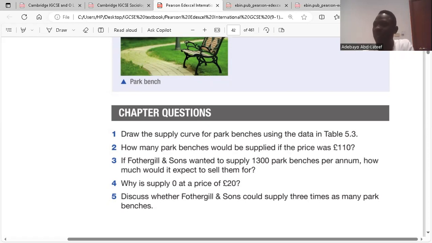That means the level of input is not up to that level that will bring more output. Or probably there is no equipment or machinery to produce more. So producing more is not only about the price. There are other non-price factors that will determine if Fodder-Gill will be able to supply more at any given price. Is it clear? Yes.